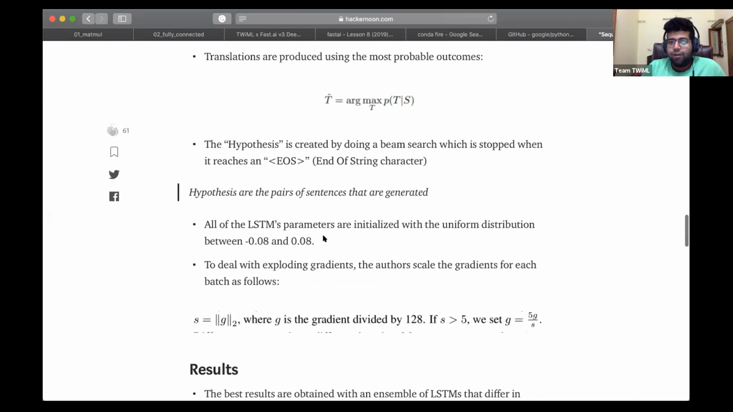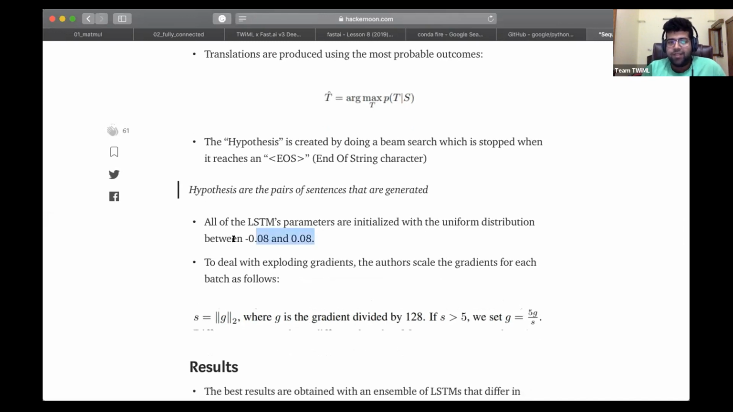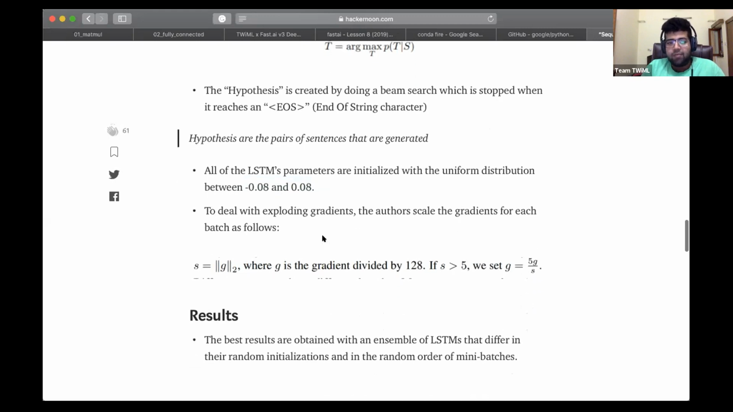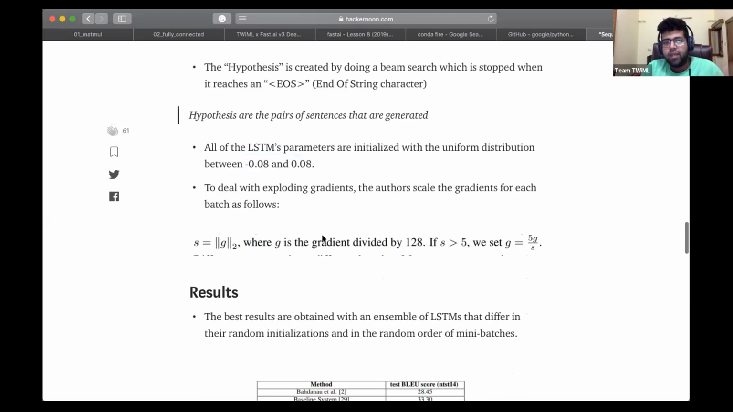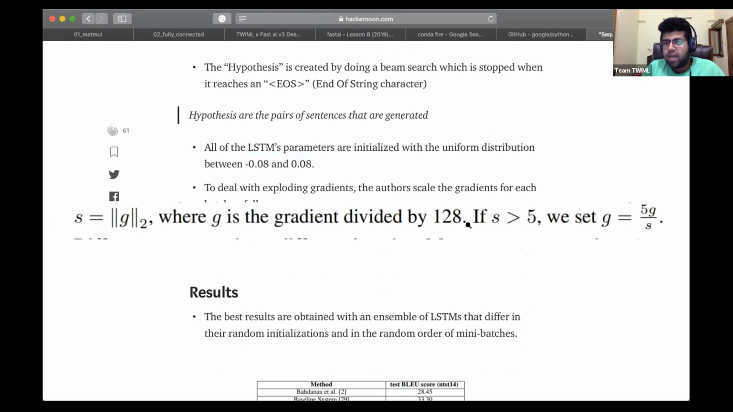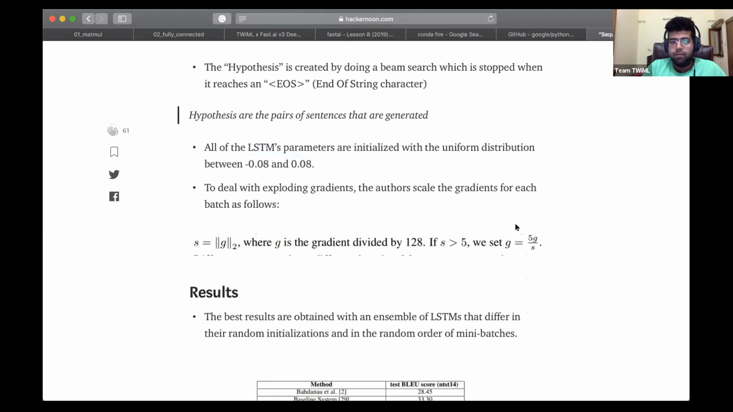Since we've discussed a lot of initialization today, these are initialized using the following distribution, a uniform distribution between these values. I assume it's from experimentation. To deal with exploding gradients, they scale the gradients as follows. So they divide it by a fixed number after a fixed number of layers, or a fixed number for each batch. I apologize, they divided for each batch with the following numbers.